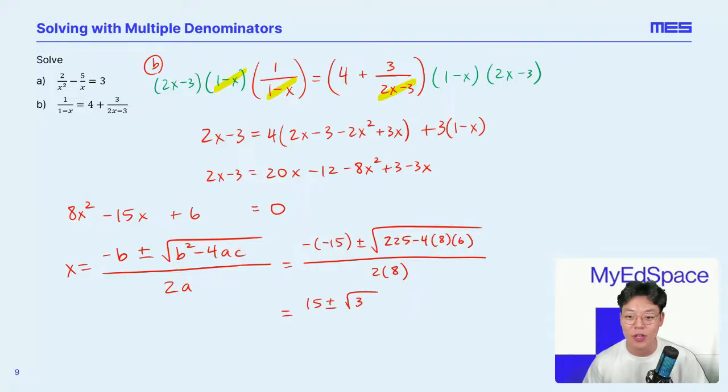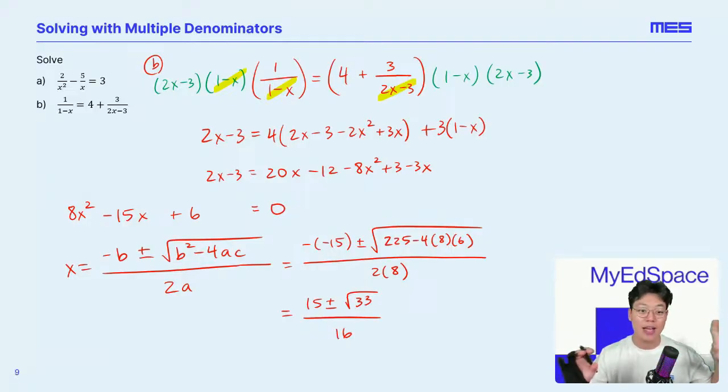That gives us radical 33 all over 16. There are no perfect squares or anything like that here. So that is our final answer. X can be either 15 plus radical 33 over 16 or 15 minus radical 33 over 16.